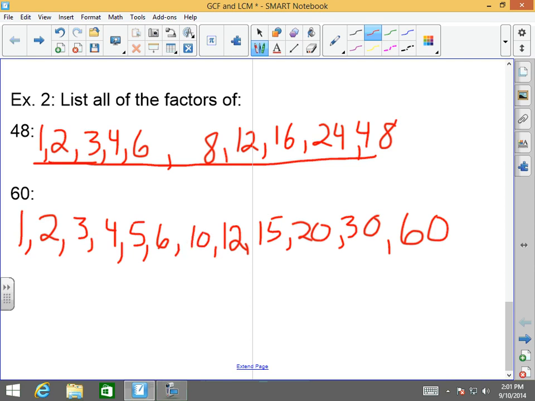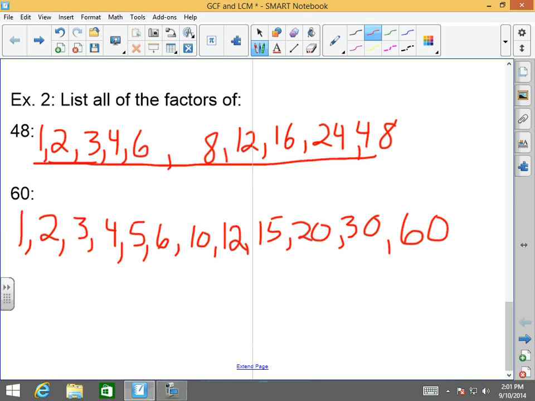Does 7 go into 60? No. Does 8 go into 60? No. Does 9 go into 60? No. 6 plus 0 is 6. 6 is not divisible by 9. And does 10 go into 60? Yes, because we have it.